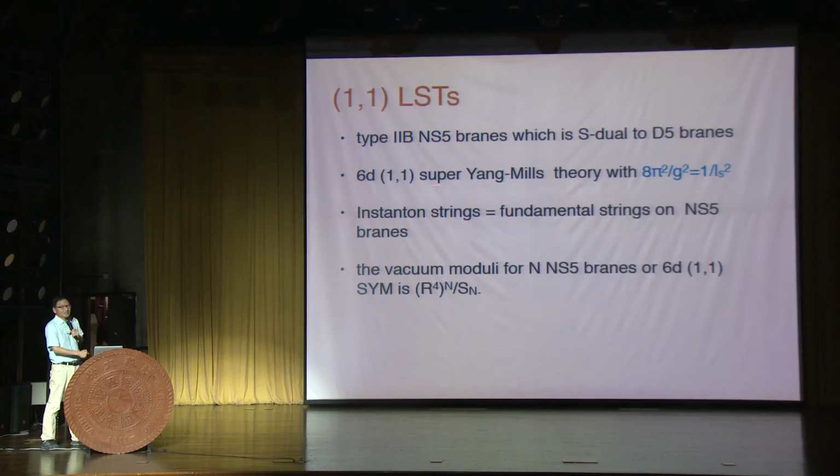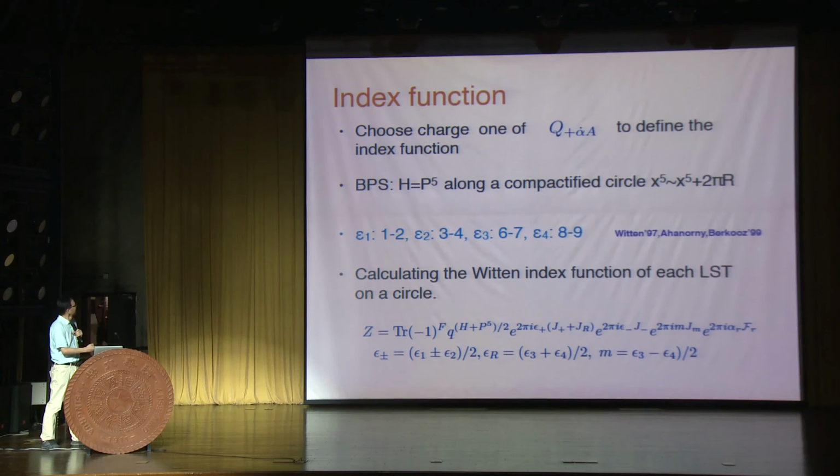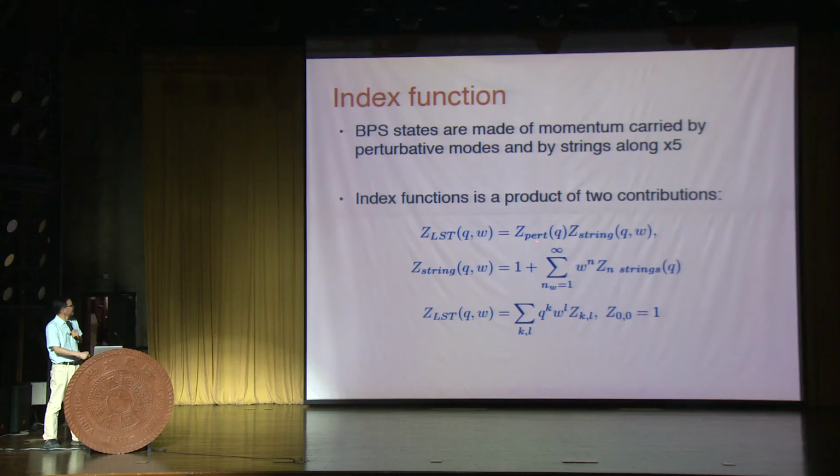So low energy physics is given in terms of 1,1 super Yang-Mills theories. And instanton strings play the role of the fundamental string, and the coupling constant is locked to the string tension. In this case, again, one can define the index function which counts the BPS objects which move at the speed of light along the compactified circle. And this BPS state can be carried either by perturbative contributions from the field, or you can get the stringy contributions.